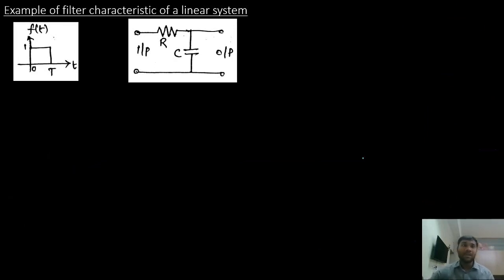So now let us see an example of filter characteristic of linear system. If you look at this, this is an RC filter. This is the RC circuit, and it's also called RC filter. This is the practical version of a low pass filter. We'll see how. And so this is my system here, and my input. We'll look at what the output is going to be.